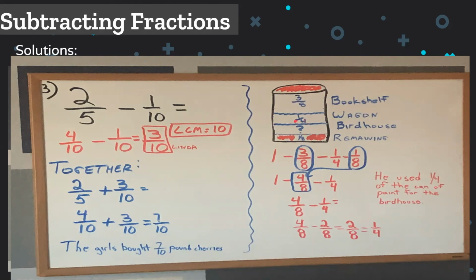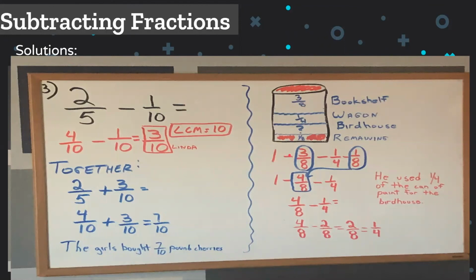We don't know how much paint he used, but we do know that he had 1/8 of the can left. So our question is, how much paint did he use for the birdhouse? Well, we're lucky. We know everything we needed to know because they've told us how much our whole was. That was the gallon of paint or can of paint. And then we know how much he used for every item but one. So let's look at our whole.